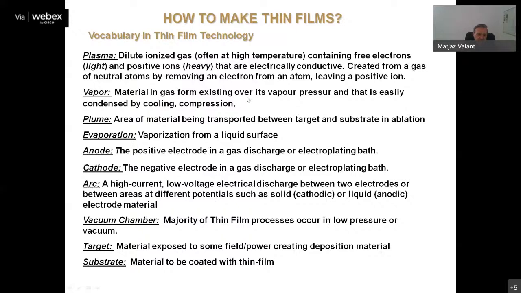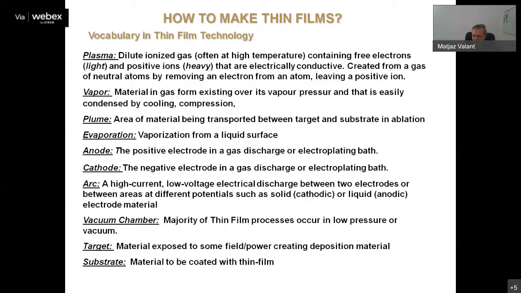It's just because everything has got some vapor pressure, and we can increase vapor pressure by different means. One which normally we meet every day is temperature. But we can also use other parameters such as electric field, magnetic field, and so on. Plume. Actually, the right way to say is plume. It's an area of the material in a vapor phase or in a plasma form, which is formed during transportation between target and substrate.